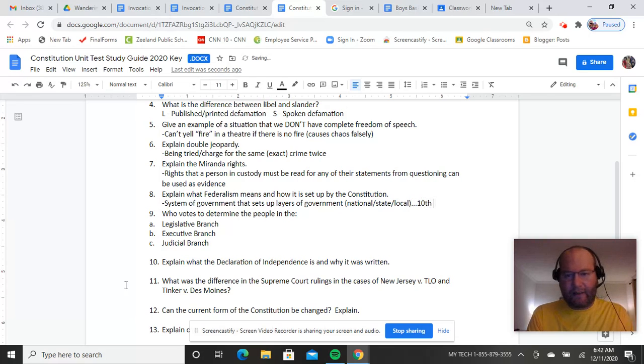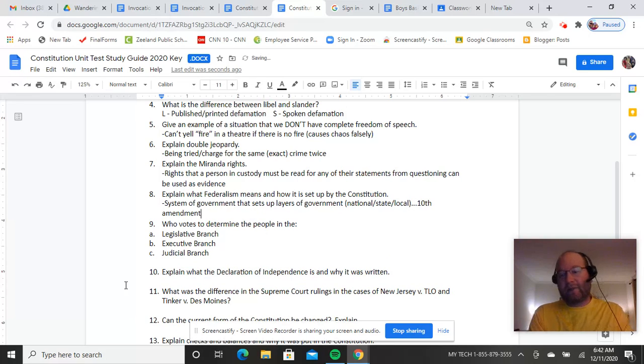I'm just going to put in there 10th Amendment, because what does the 10th Amendment say? It talks about any of the powers that aren't stated in the Constitution as federal powers, those automatically go to the state. And so that just shows right there, states have some power, the federal government has some power. Again, that's the type of government that we have in the United States.